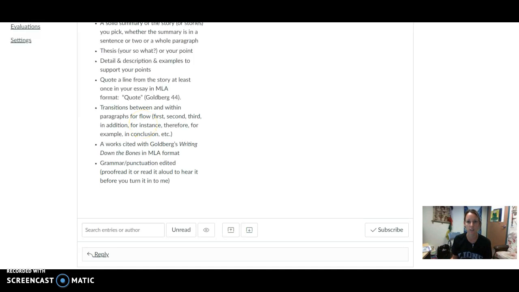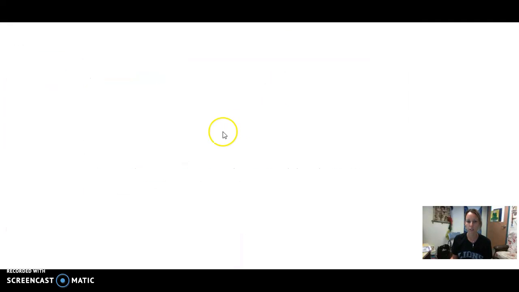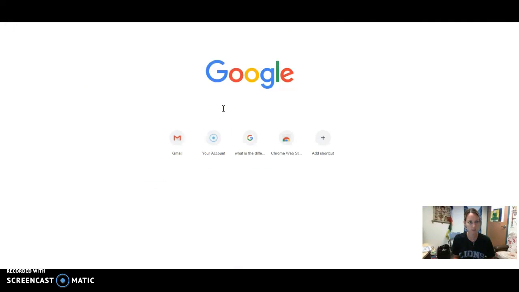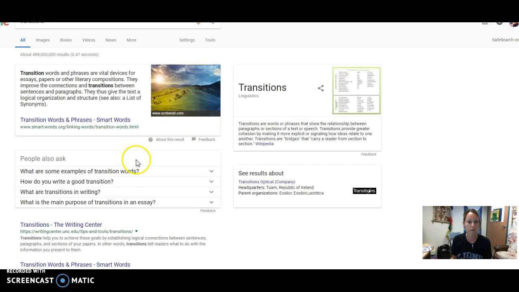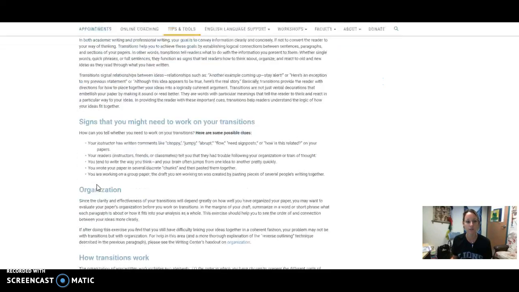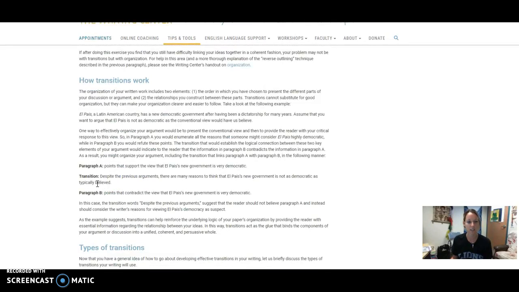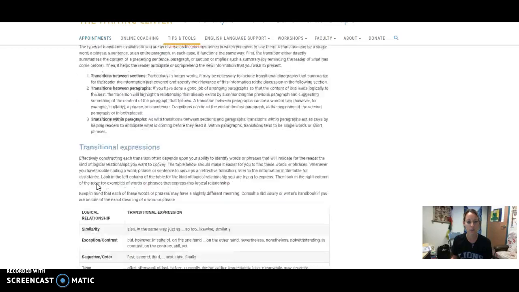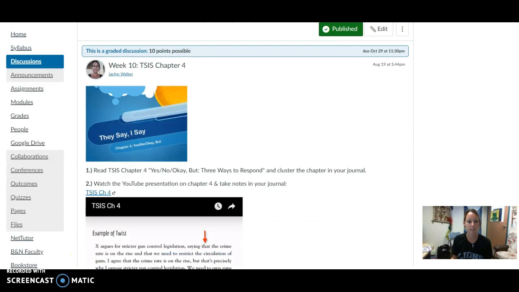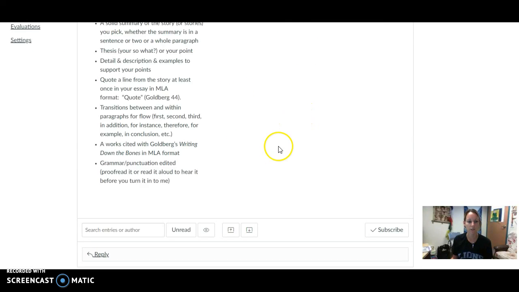If you're not sure about transitions, you can just hop on to good old Google and you can type in transitions. Transitions are super useful. You can go to any kind of writing center online and they'll give you a whole list of transitions you can use. There's lots of different kinds of transitions. This will go over it for you. So here's some right here. Those will help you flow from one paragraph to the next. And that's what I'm looking for in this discussion.